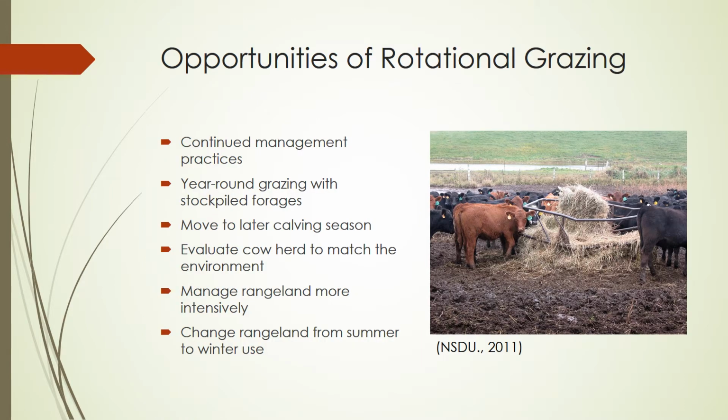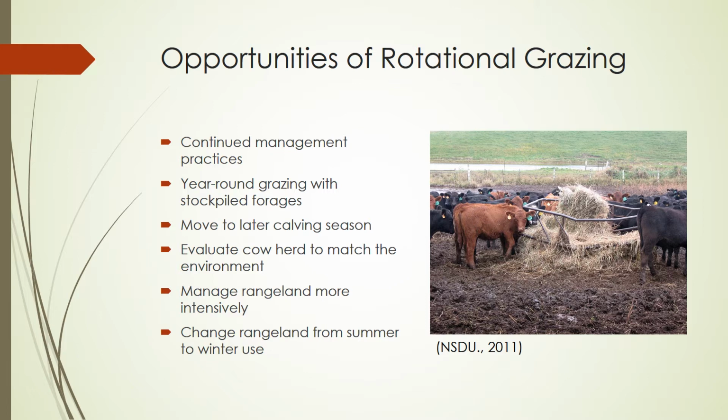The use of a rotational grazing system offers opportunities for continued management practices. A year-round grazing system can be developed with the use of stockpiled forages. Pastures are not grazed during the growing season and allowed to accumulate for use later in the fall or winter when nothing else is growing. This is the same concept as feeding hay during the winter to cattle.